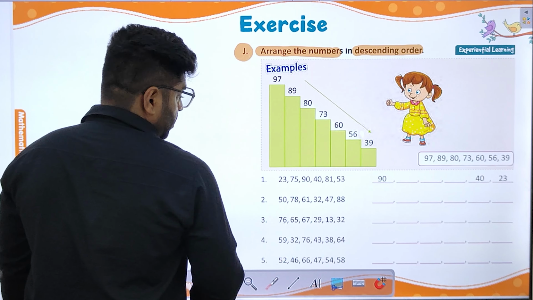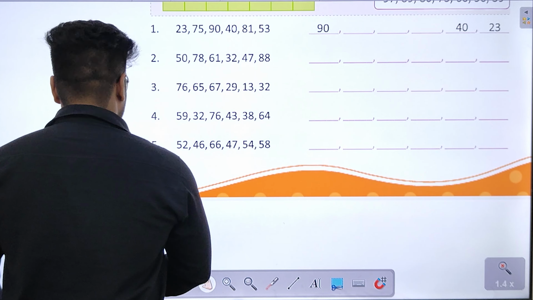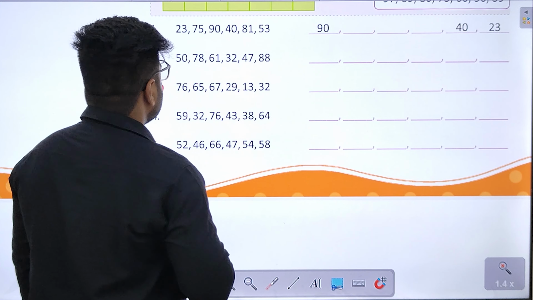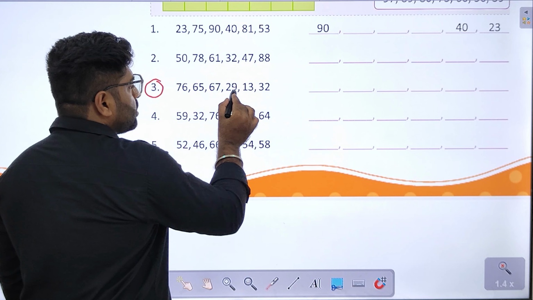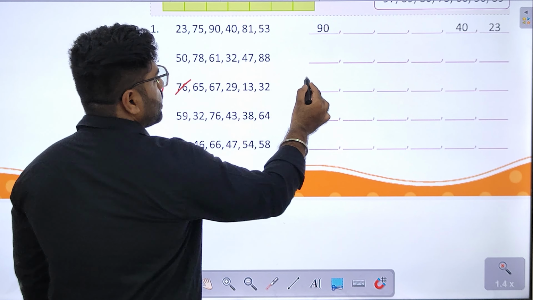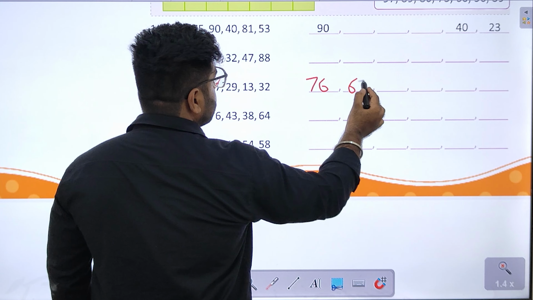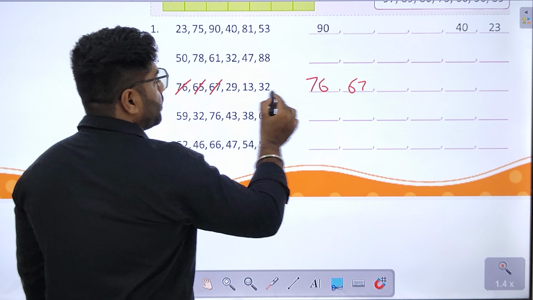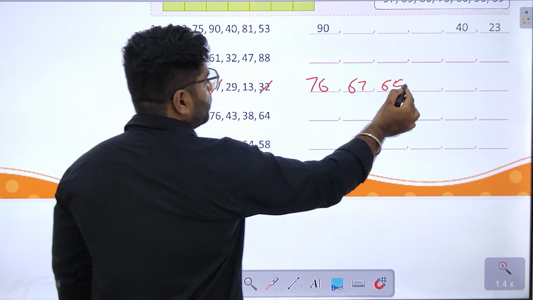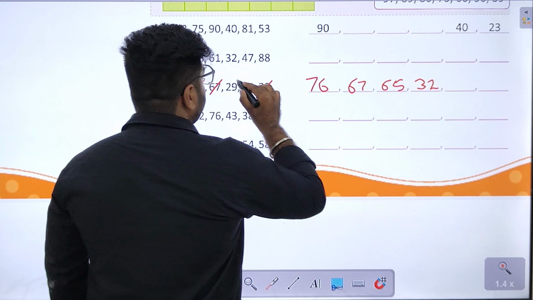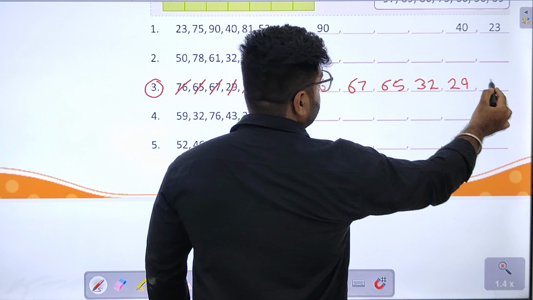Okay, now pick one question. Let's pick question number 3. So here we are having the largest number first. The largest number is 76. After that, we are having 67, second largest. After that, we are having 65, a smaller number. Then we are having 32. After 32, we are having 29. And after 29, we are having 30.